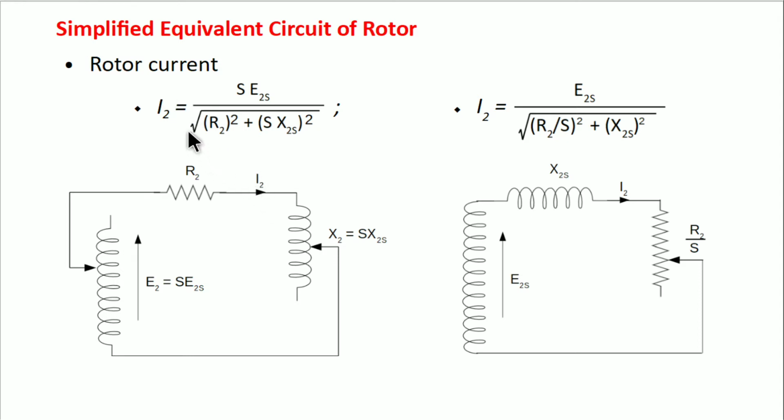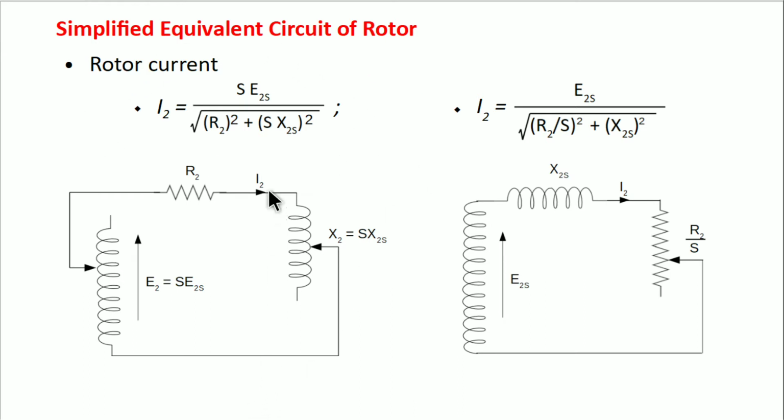Next, the resistance of the rotor winding is shown here, R2, and the current flowing, I2, is shown on the circuit. And S X2S is the rotor reactance per phase. It is also variable because the value of slip is variable. Slip is not constant. So X2 equal to S X2S is represented by this symbol of reactance, which is shown variable here. So this is the equivalent circuit of the rotor drawn with the help of this equation.